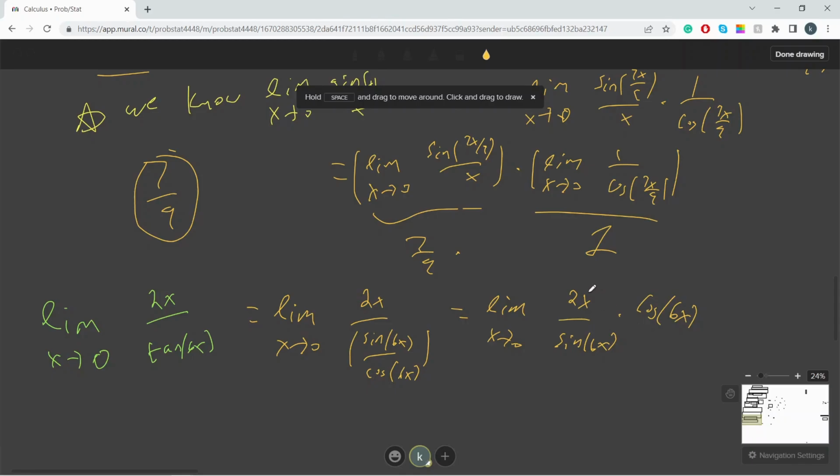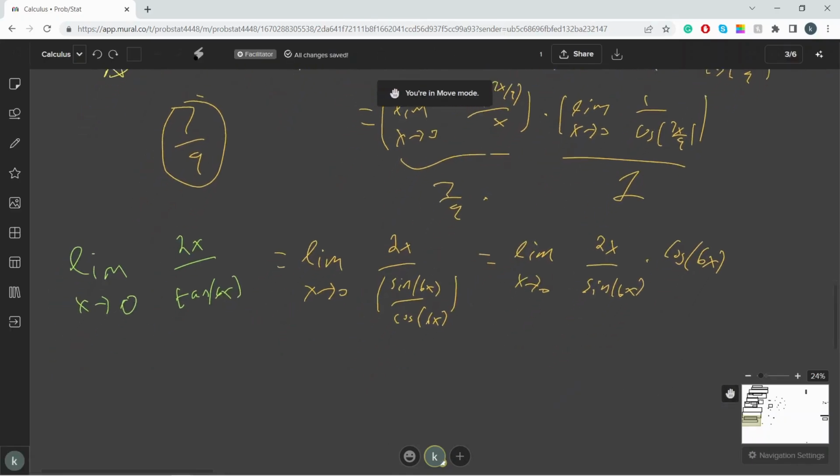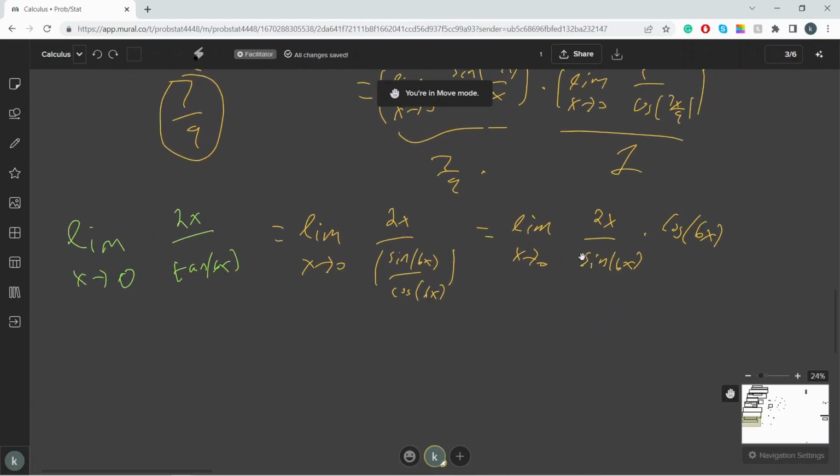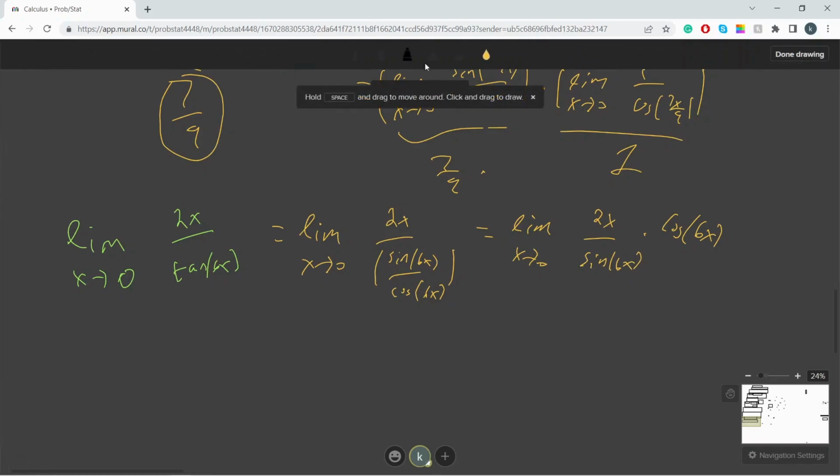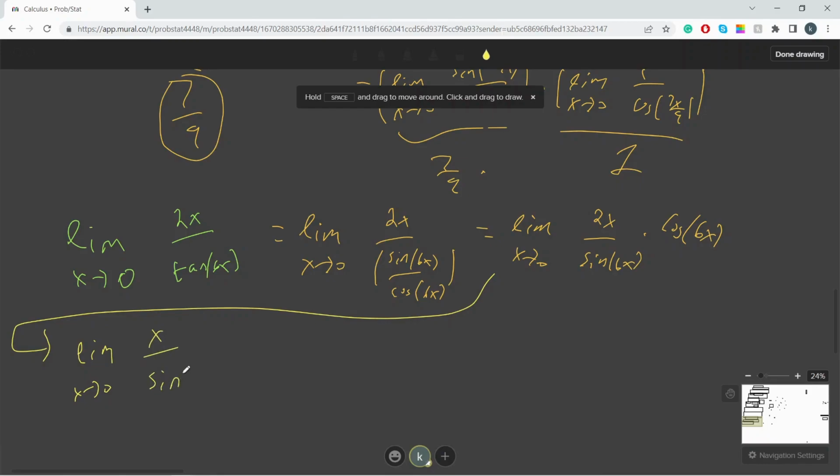And now what you'll notice is we have an x over a sine of 6x, and we've solved a similar problem in the past example. So we can try breaking up the limit into individual products such that we expose the known entities. So this limit will be equal to the limit as x approaches 0 of x over sine of 6x, right?